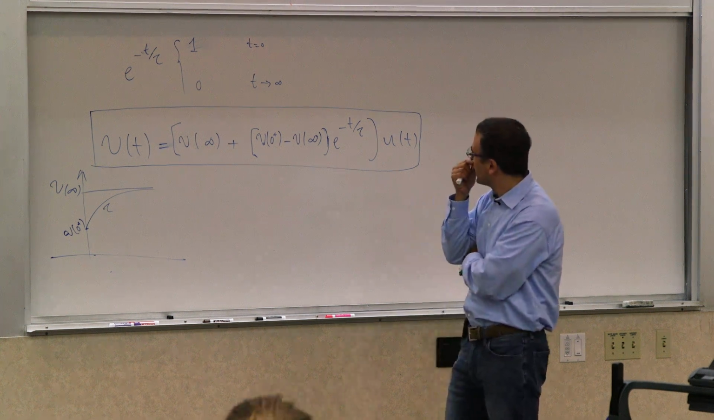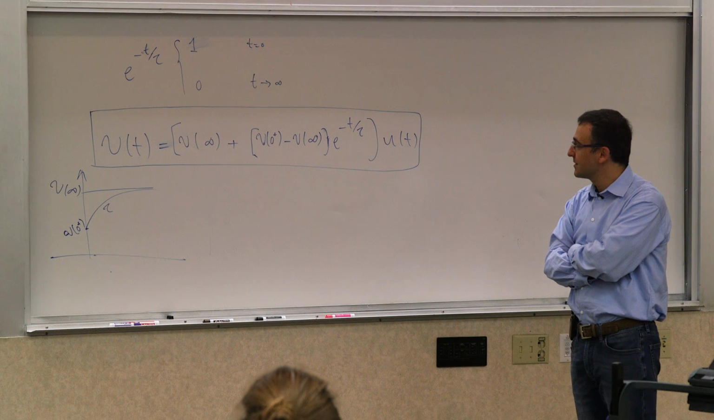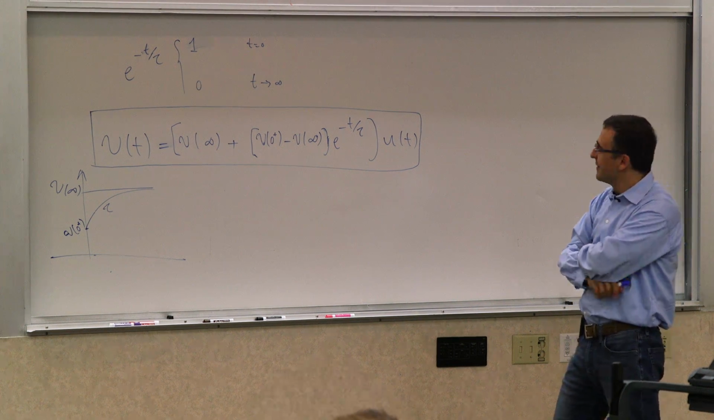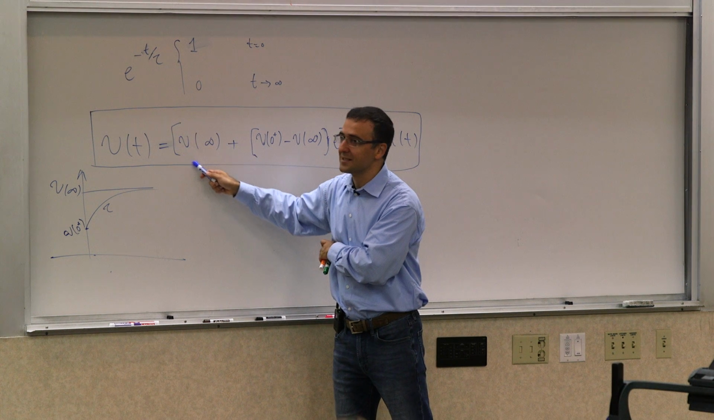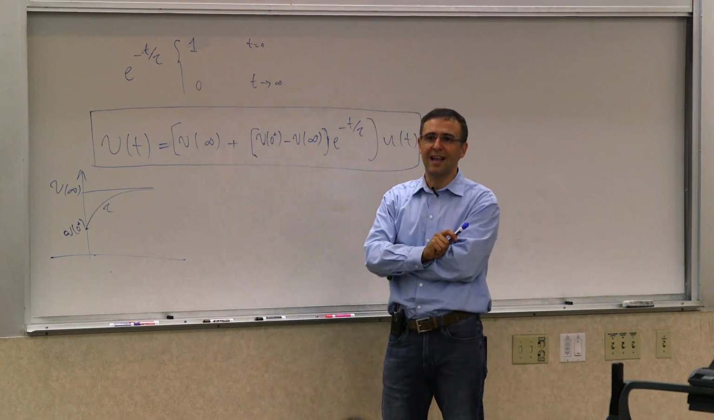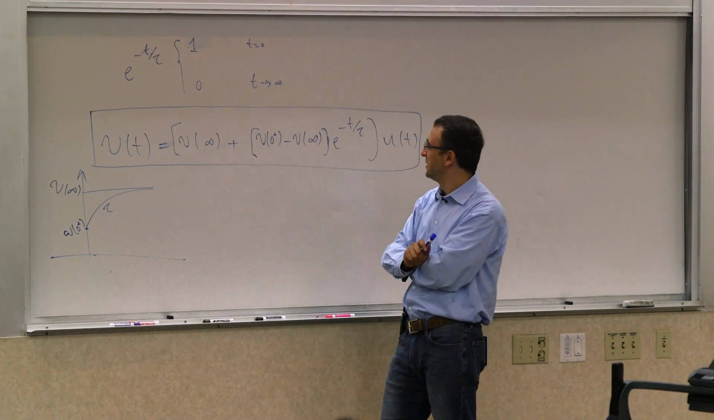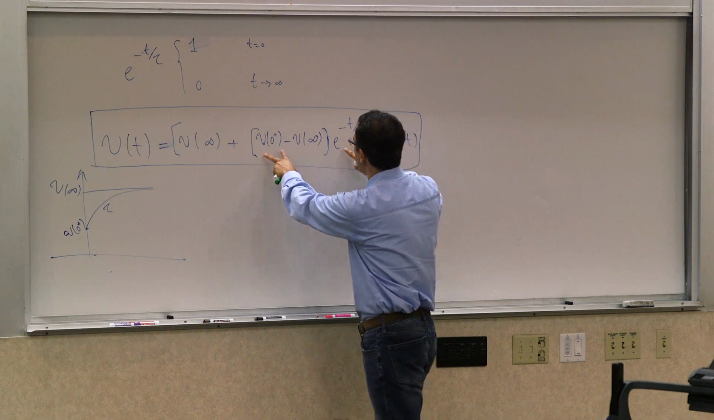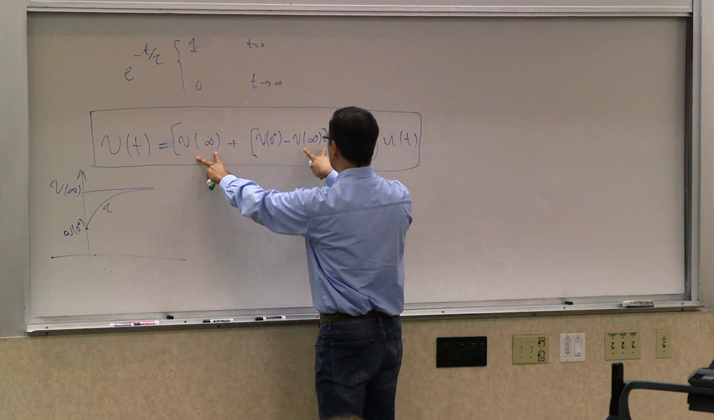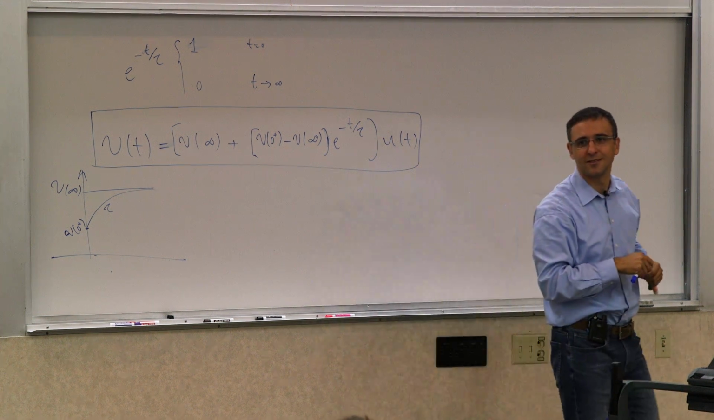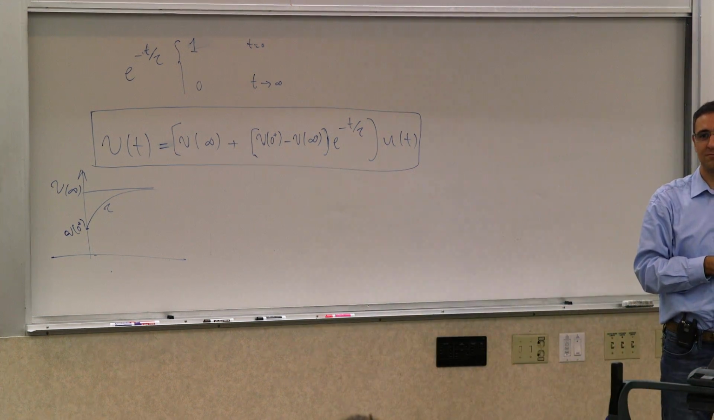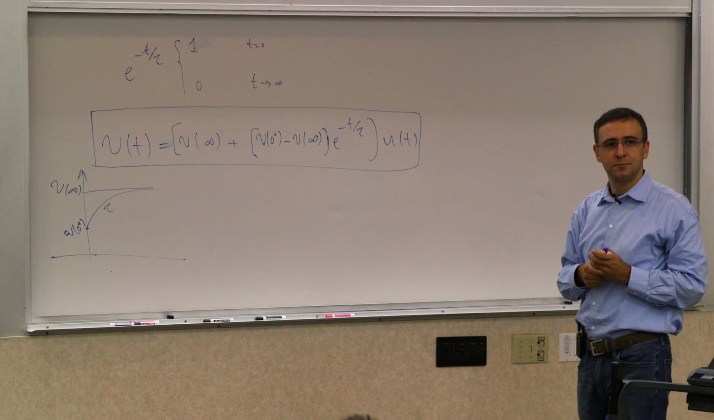Okay, so think about it. What's the transient? What's the steady state in this case? This is the transient. This is the steady state. How about forced and natural? This is the natural. These two, this and that, times that, are the forced. So there are two different decompositions.